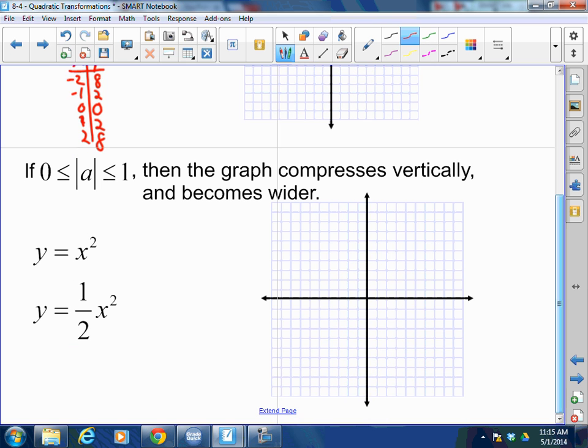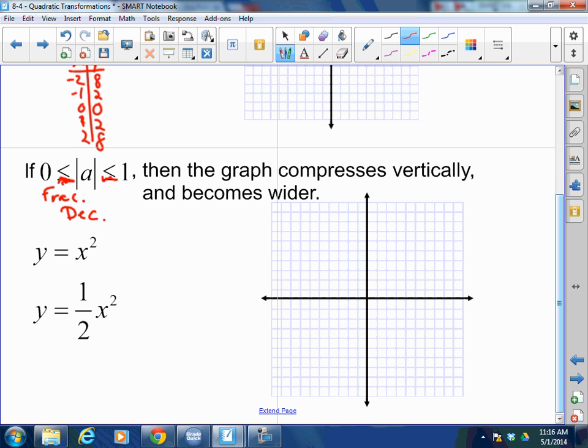Now, what happens if the absolute value of A is greater than 0 but less than 1? If the absolute value of A is greater than 0 and less than 1, that means it's a fraction or a decimal. Okay? The graph compresses vertically. Vertical compression is the opposite of a vertical stretch. So look at the rubber band, okay? If I compress it, that means I squeeze down on it. Doesn't it get wider? Do you see that, guys? A vertical stretch stretches vertically. A vertical compression gets wider.